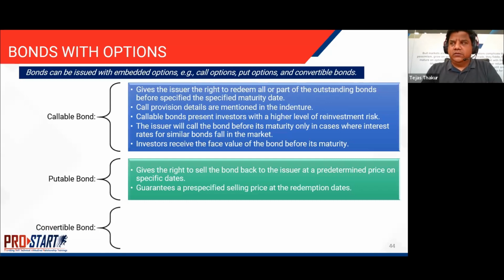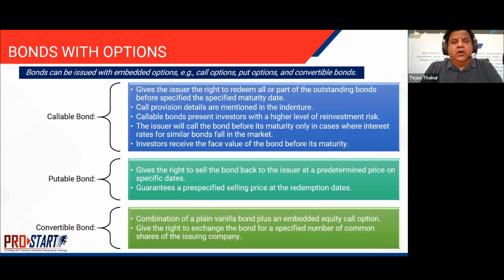Next is convertible bonds. What is a convertible bond? A combination of a plain vanilla bond plus an embedded equity call option. The right to exchange the bond for a specified number of common shares of the issuing company. Now, this is again important if you have understood the different financing options which are available and the choice between debt and equity, which is good, which is bad from the owner of the company's perspective. So there are different layers of financing, and each has its own significance.